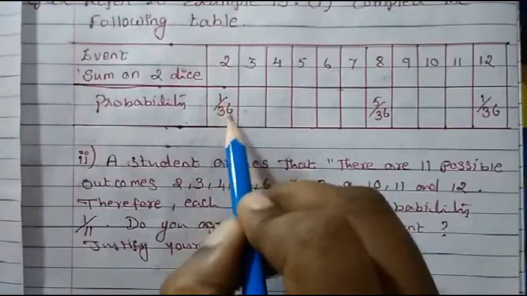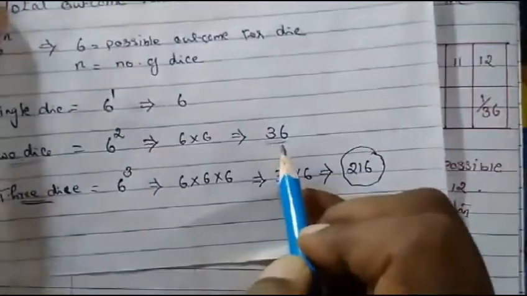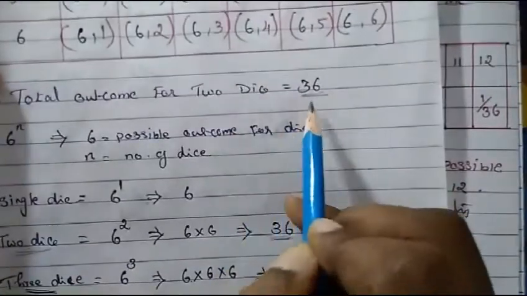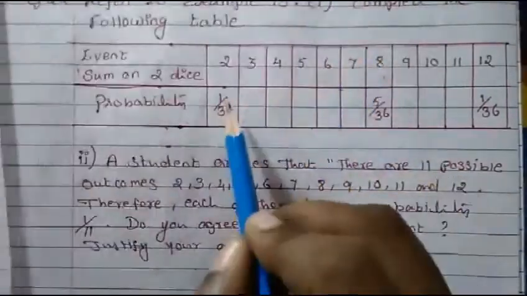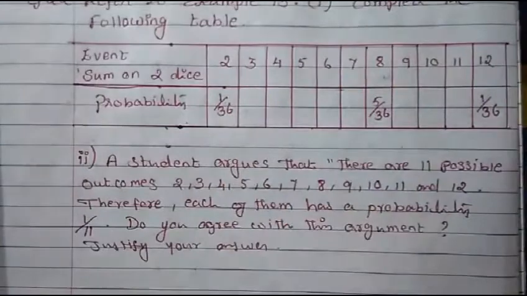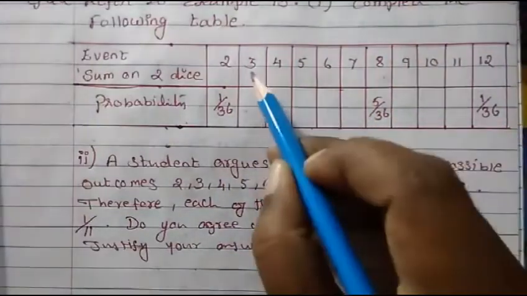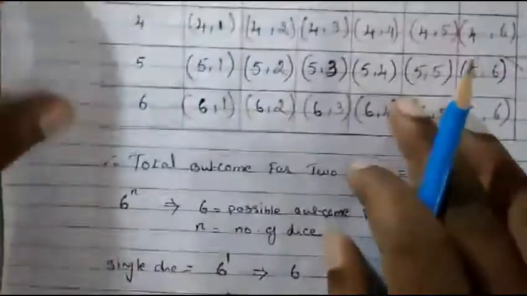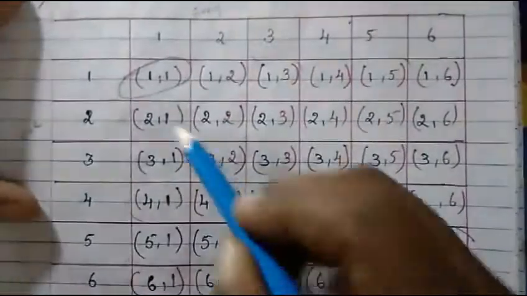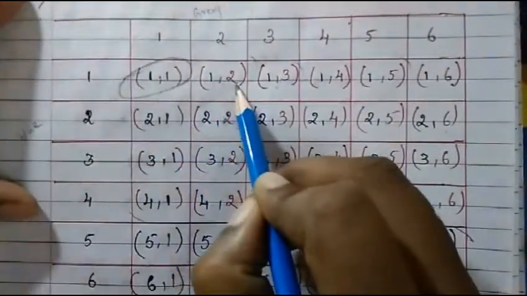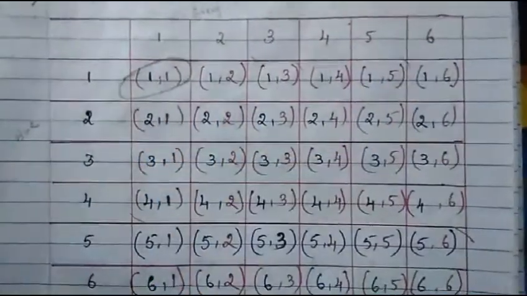So 1 upon, and total number of possible outcomes I told you, that is 36. Total number of possible outcomes is 36. So 1 upon 36. Now for 3. For 3, what are the possibilities? For 3, 2 plus 1, 3, 1 plus 2, 3.